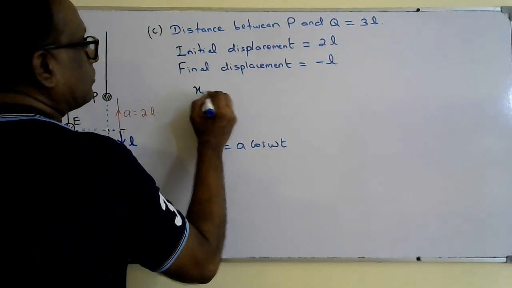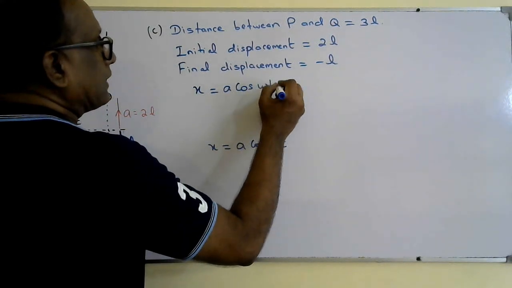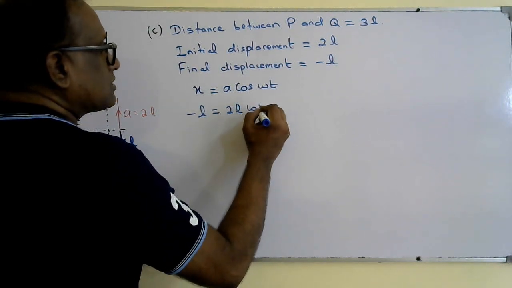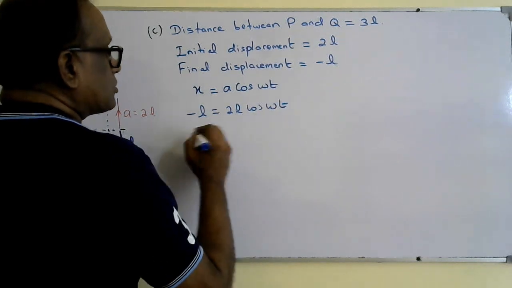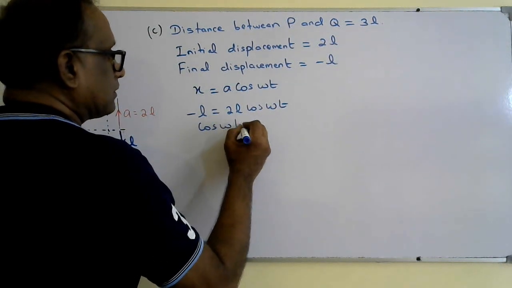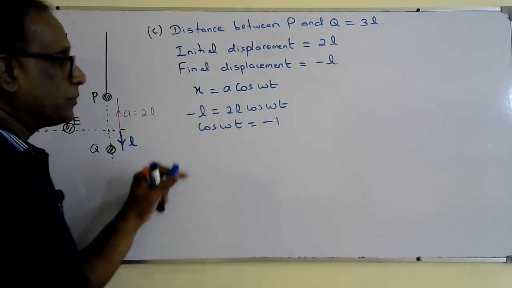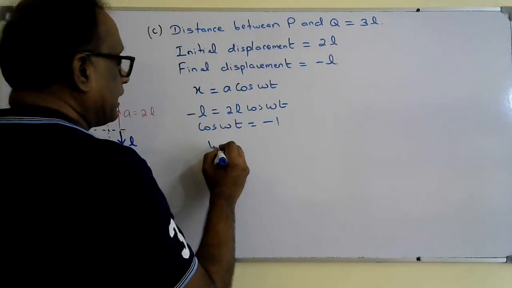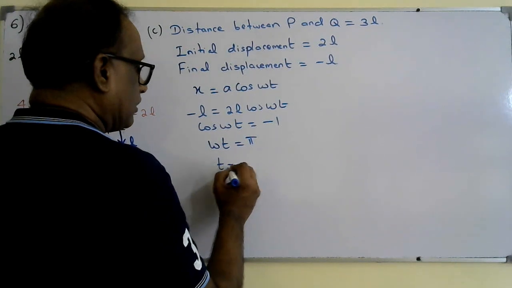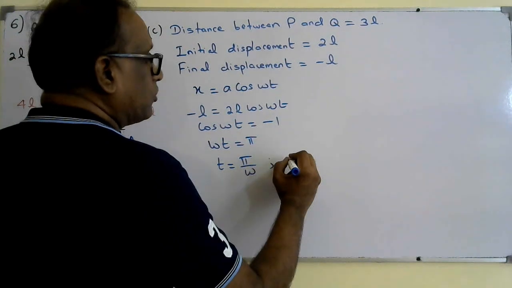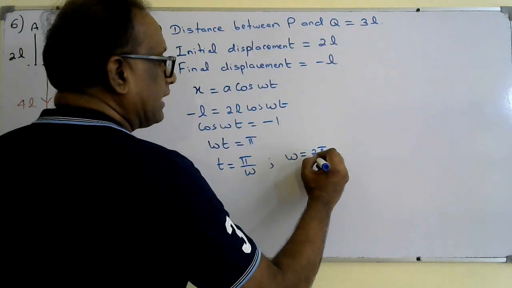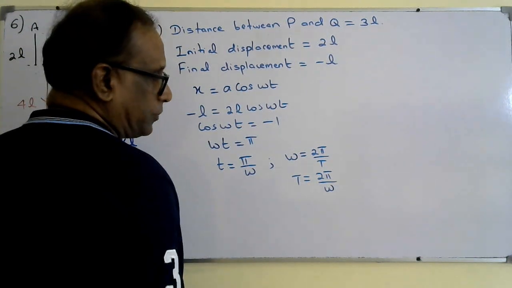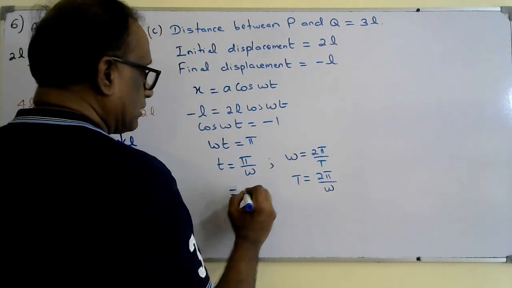So I am going to use x equals A cos omega t. So x is going to be minus L. This is 2L cos omega t. So cos omega t is going to be minus 1. Cos inverse of minus 1 is pi, 180 degrees, but in radians pi. So omega t equals pi. So t equals pi over omega. We know that omega equals 2 pi over T. So pi over omega means T by 2.